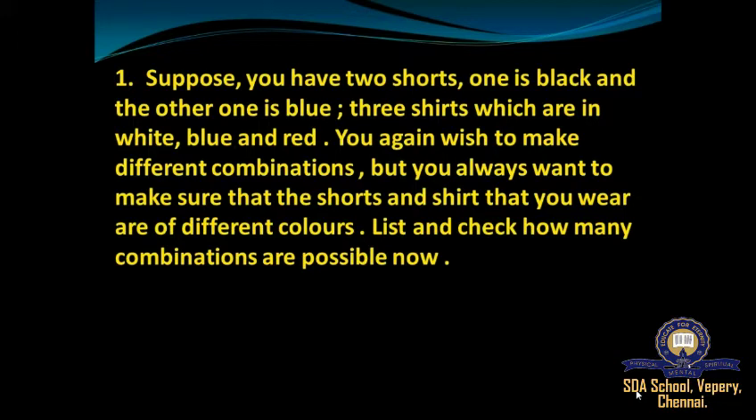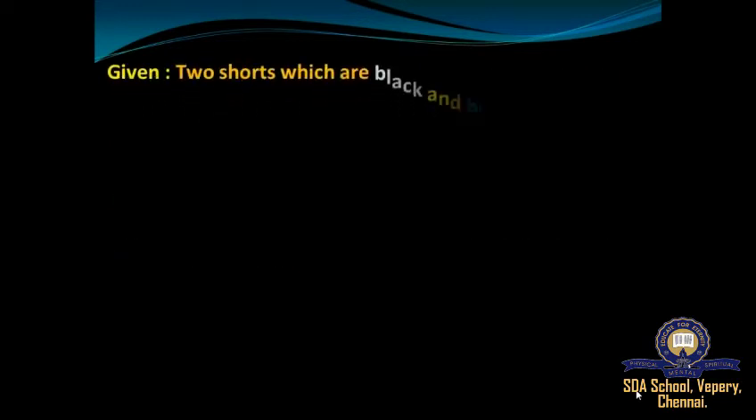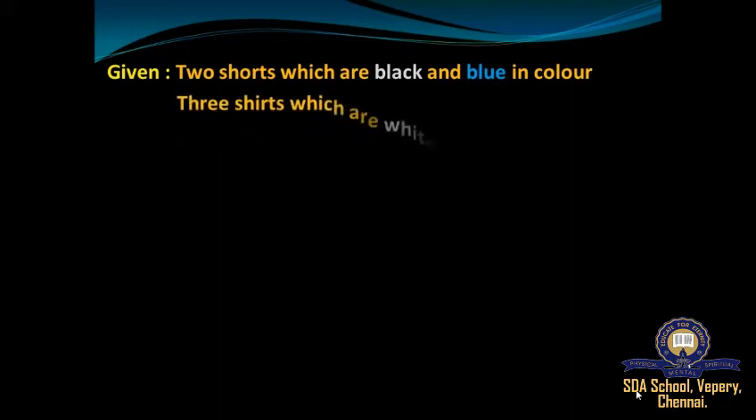Understood, students? So this is the question. You have 2 shorts which are black and blue in color, and you have 3 shirts which are white, blue and red. So you wish to make different combinations, but you always prefer that shorts and shirts you wear are of different colors. Now you were supposed to list down the combinations that are possible. So what is given in the question? 2 shorts which are black and blue in color, and 3 shirts which are white, blue and red in color.